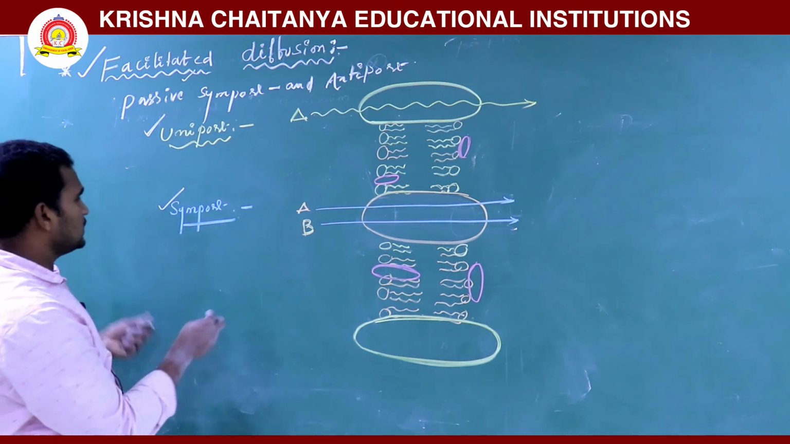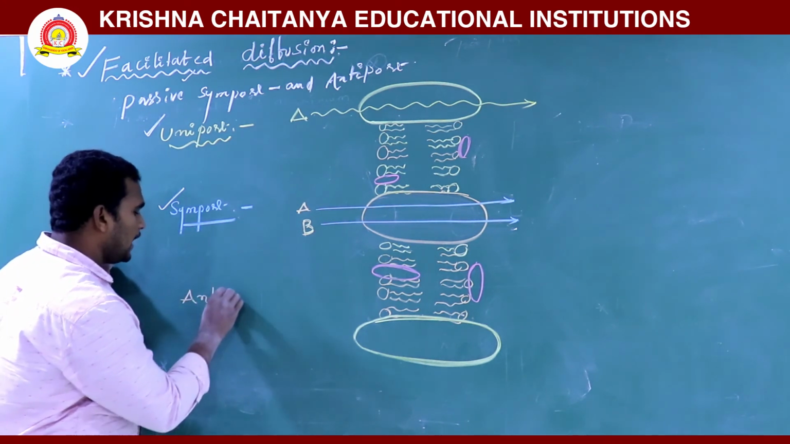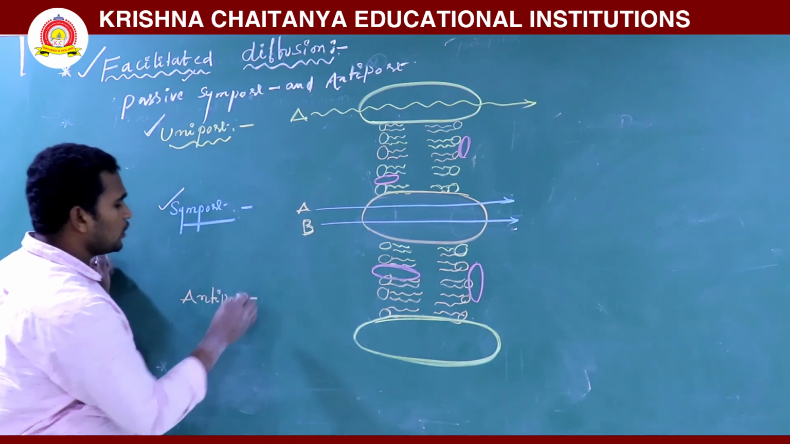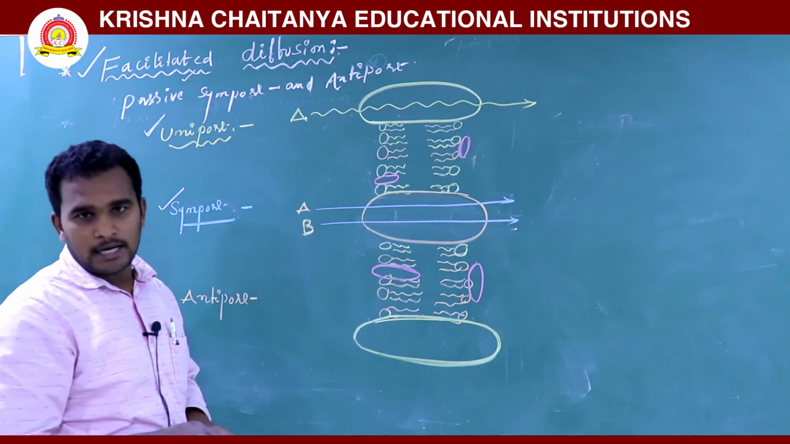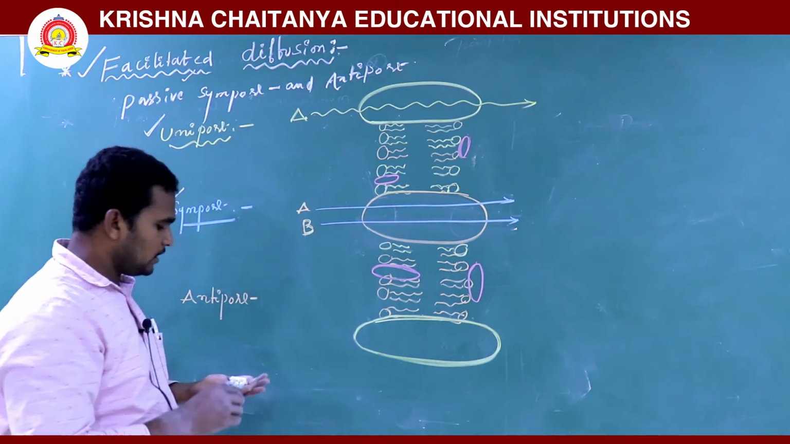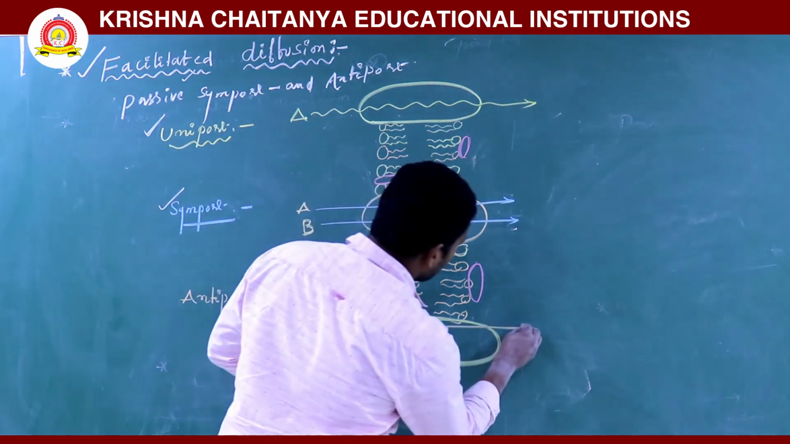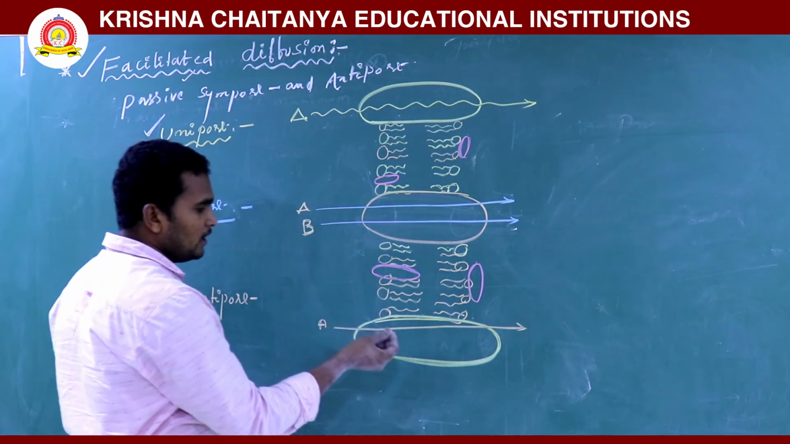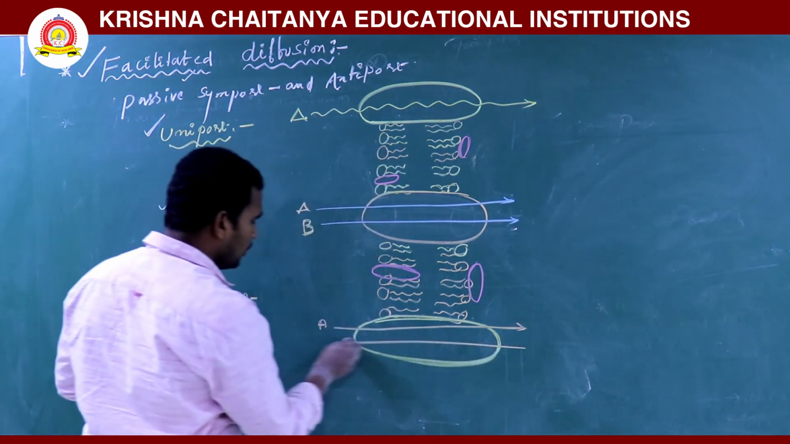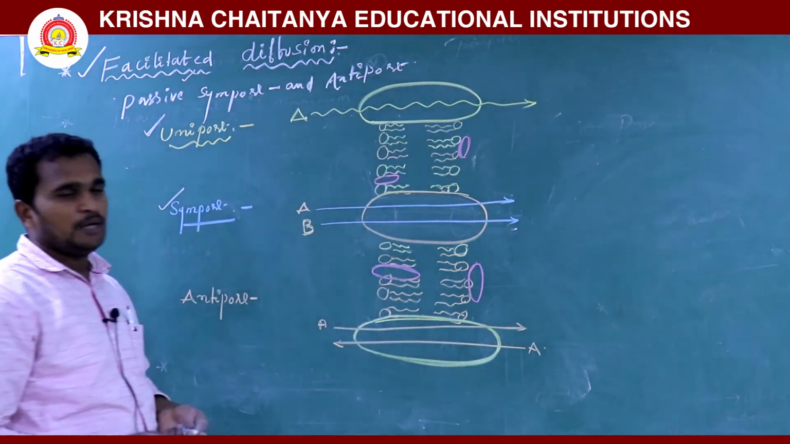Next one is antiport. What is antiport? Antiport is nothing but two molecules moving through the same transporter protein in opposite directions. A molecule moves to one side and B molecule moves to the opposite side. This is called an antiport.